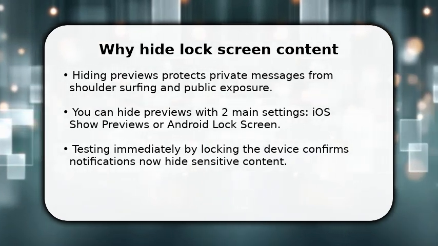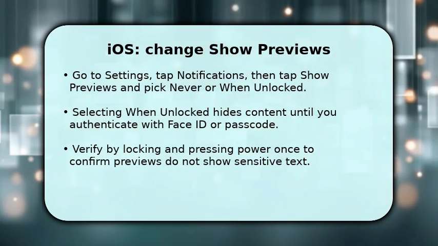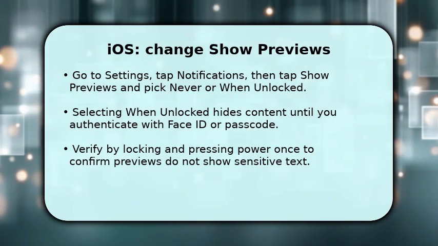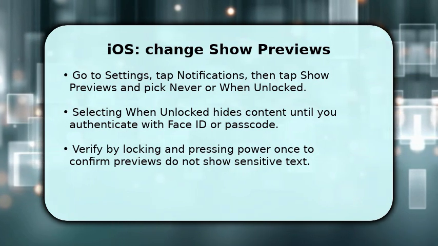Open Settings and scroll to Notifications on your iPhone. Tap Show Previews and choose Never or When Unlocked for stronger privacy. Never blocks all previews. When Unlocked shows previews only after Face ID or passcode.